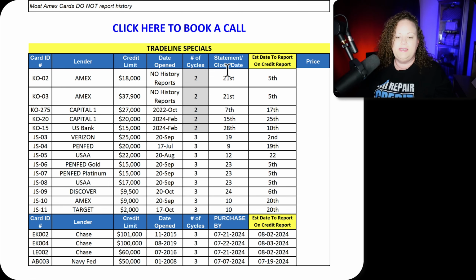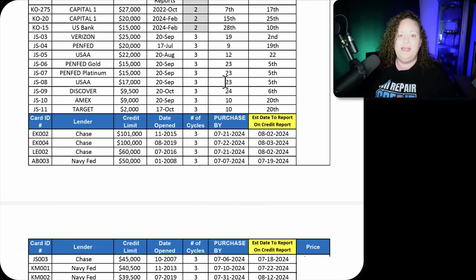So we know if the statement date is on the 21st, the estimated posting date would be around the 5th of the month next month, right? So these dates will remain the same no matter what month it is, because the statement date will always be on that day of the month, and the card will always update about 10 days after the statement date of the credit card. So you can see on the list that we give out every single month. We update it and we send it out on our email list. You will see the purchase by date and the estimated posting date. So if you need a trade line that's going to post the quickest, here you have it, right?